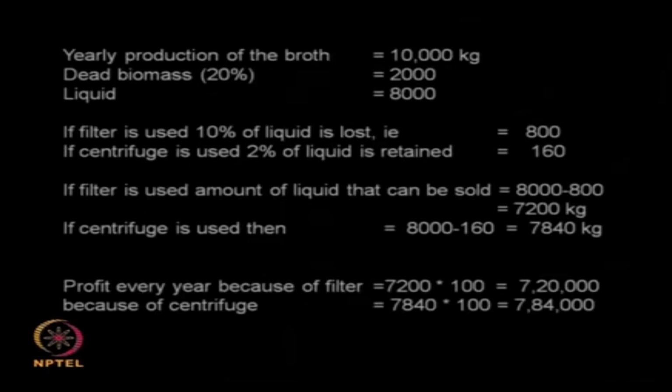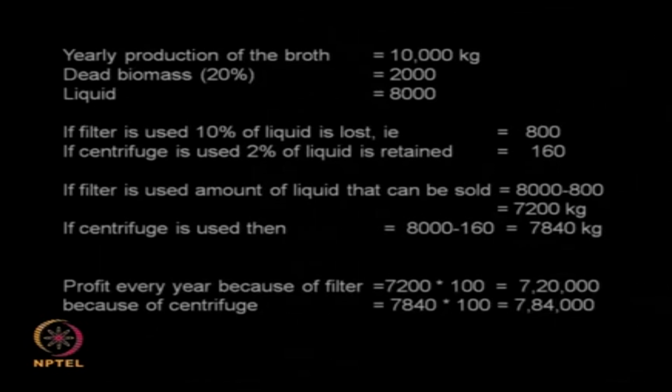In the previous class I introduced something called net present value and cash flow, and I also gave an example of how to make use of this concept in making a decision. It was related to a filter and a centrifuge. You can use a filter for removing the solid, or you can use a centrifuge for removing the solid. Centrifuge, of course, is very advantageous because it retains less liquid, whereas a filter will retain more liquid.